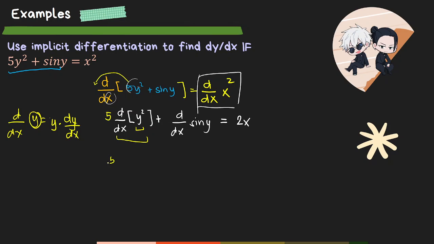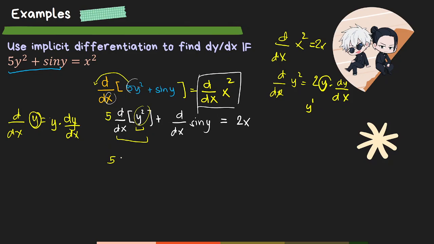So 2y. You are going to treat this y squared just like normal differentiating x squared. Normally, differentiating x squared is equal to 2x, so that would be the same in d/dx of y squared, no? 2y. This is different from partial differentiation because in partial differentiation, y is constant. However, the difference is you're still going to multiply this with dy/dx, which is the derivative of y itself, and that can be represented by y prime.